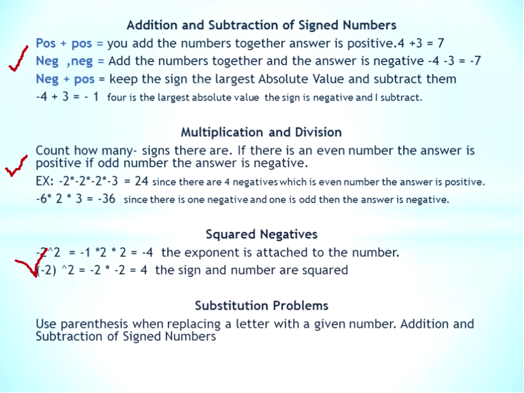Okay, and our last one is substitution problems. We're going to do a couple of those later on, but I just wanted to make a note so that you guys had this. Remember I said it was emailed to you and it is in your announcement. When you have to replace a letter with a number, that number needs to be in parentheses because of this squared negative rule will come into effect. So you must make sure it's in parentheses. When I get to those problems, you'll see what I'm saying and it makes sense. Okay, but that's just a note to start with. These are just your little helpful notes for the week.